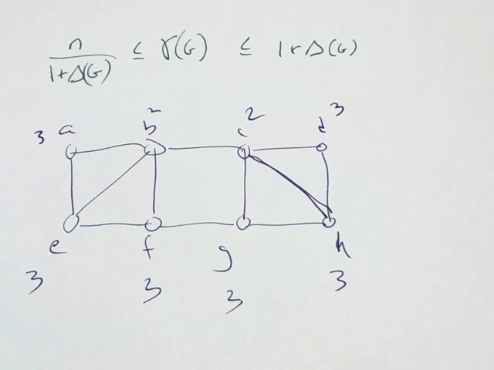Well, all right then. The periphery is the set of vertices of maximum eccentricity. So that's everything except B and C.